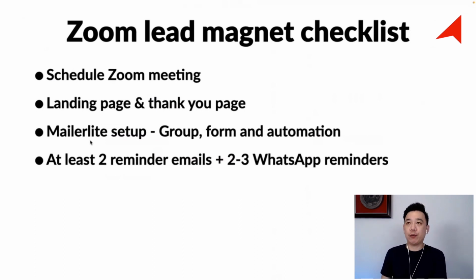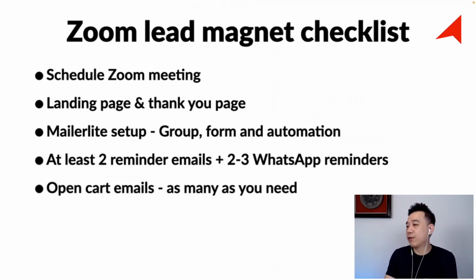What we do is we will send a WhatsApp reminder the day before, and usually another one as the room is open. But if you have the time, you can actually send another one in the morning as well. So at least 2 to 3 WhatsApp reminders to make sure that these people come back. All right. So then, of course, you need to set up your open cart emails.